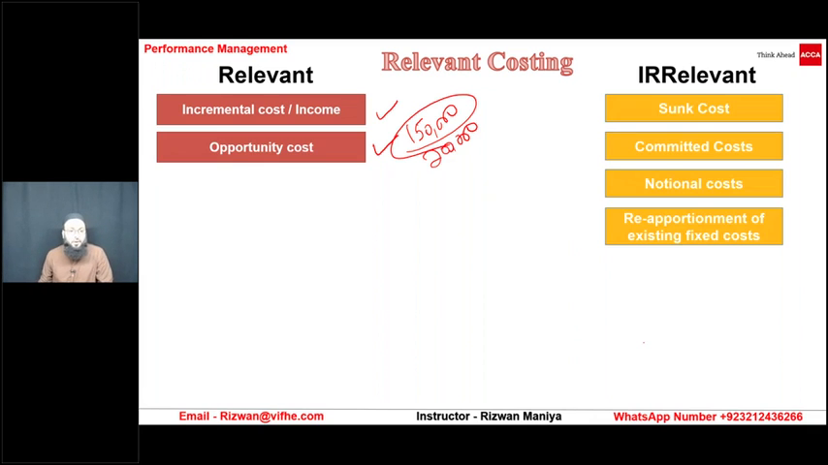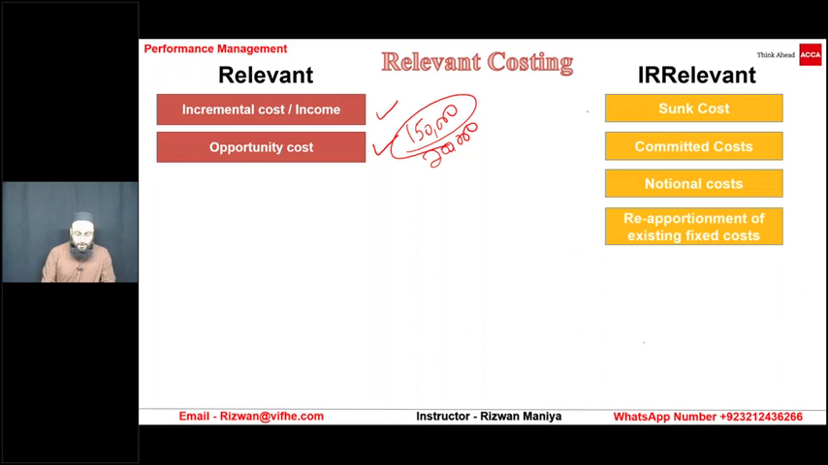Samuel, 150,000 is what I am foregoing, okay? So that is my opportunity cost, the cost of the second best alternative. The second best alternative was 150,000 because the best option was to go for the job of 200,000. Okay, Samuel?